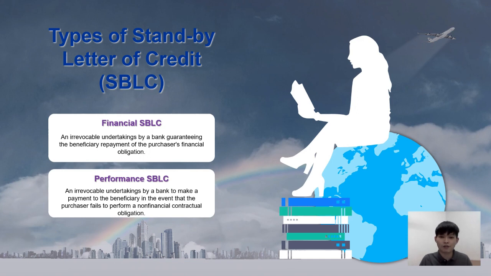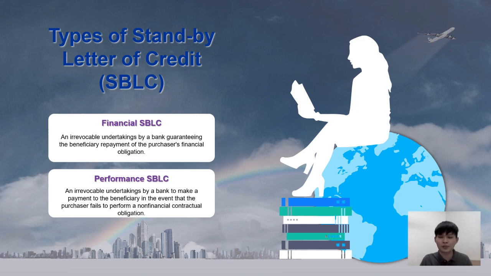The second type of SBLC is performance SBLC. The performance SBLC guarantees the completion of a project within the scheduled timelines. If the bank's client is unable to complete the project outlined in the contract, then the bank promises to reimburse the third party to the contract a specific sum of money.